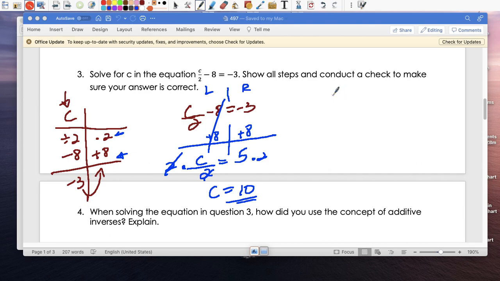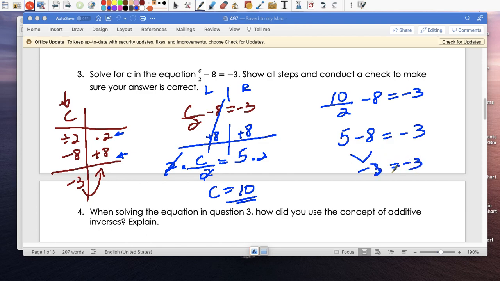Let's verify. In place of c, I'm going to replace it with 10. I'm going to write 10 over 2 minus 8 equals negative 3. 10 over 2 is the same thing as 5, and then 5 minus 8 is negative 3. And indeed, it is. 5 minus 8 is negative 3, and negative 3 on the left side equals negative 3 on the right side. Ta-da!